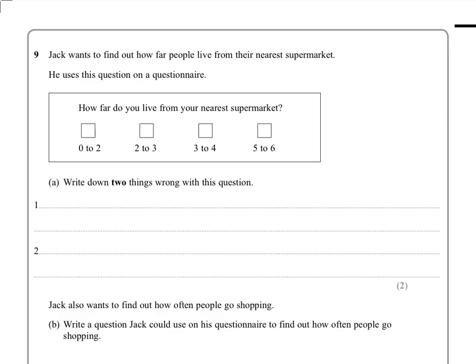I think the first thing is it said how far, but there are no units of length. So 0 to 2 what? 0 to 2 paces, 0 to 2 feet, miles, inches, is not really said very clearly there. So there's no units of length given.